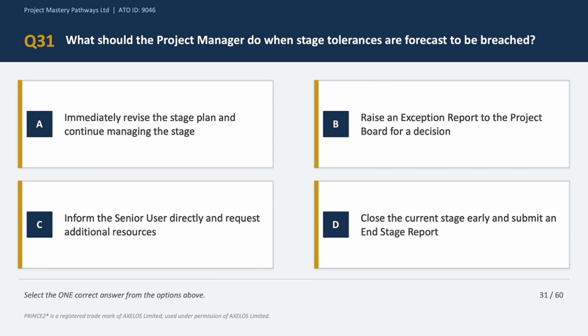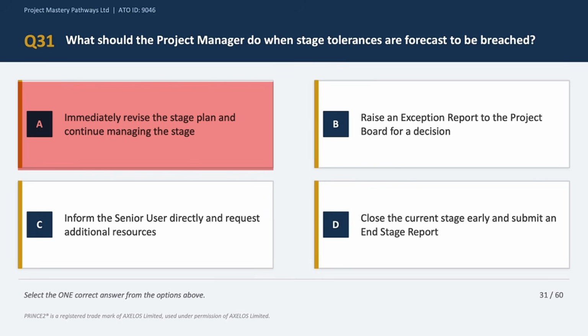Option A says to revise the stage plan and continue without escalating. Now, really think about it. The project manager does not have authority to revise the plan unilaterally once tolerances are going to be breached. Okay, that authority lies with the project board. So we can eliminate option A. Option C says to inform the senior user and request resources. Now, the senior user does not have the authority to resolve stage tolerance breaches at this level. Okay, so this does not gel well with the scenario. Okay, so option C is incorrect.